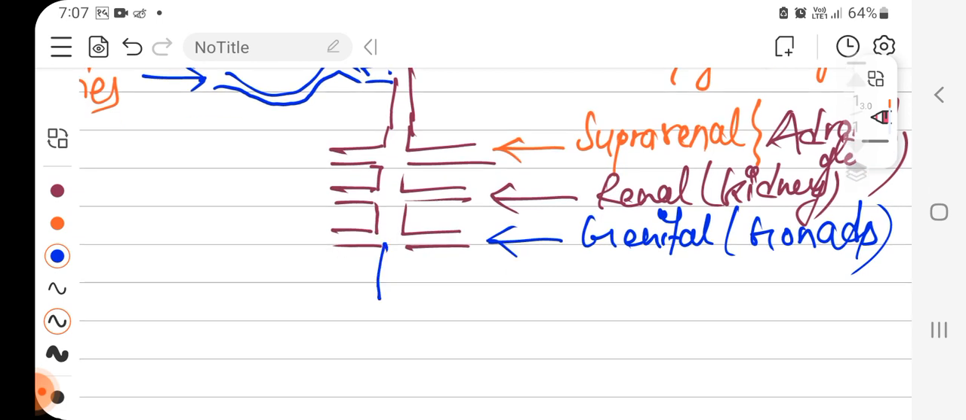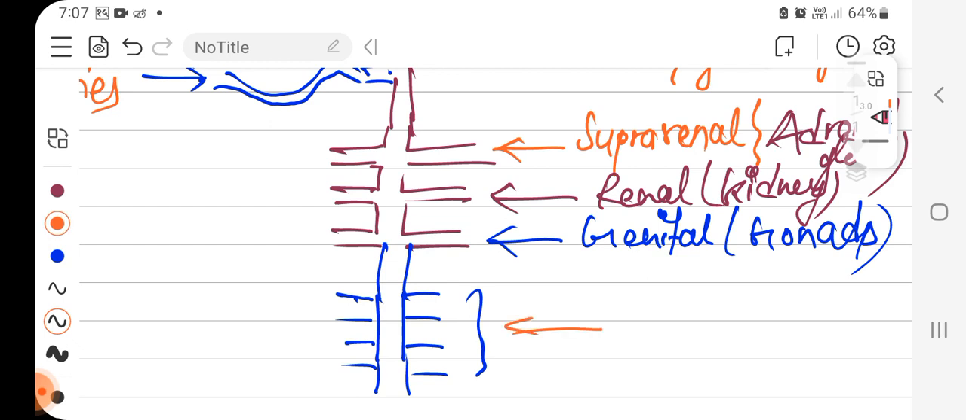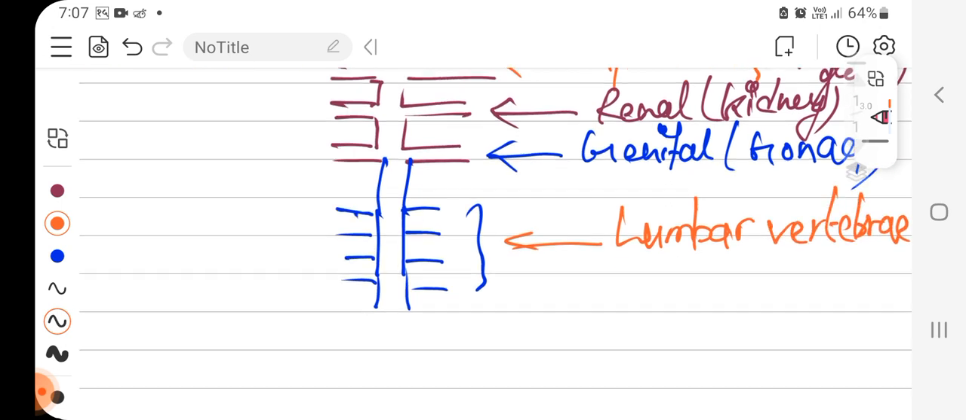Then let's move on downside. Now we have the lumbar artery, which supplies blood to the lumbar vertebra.